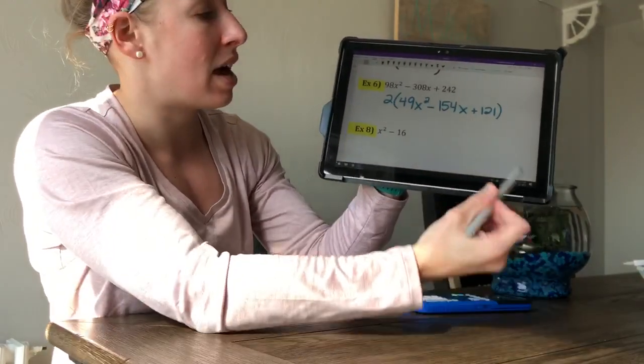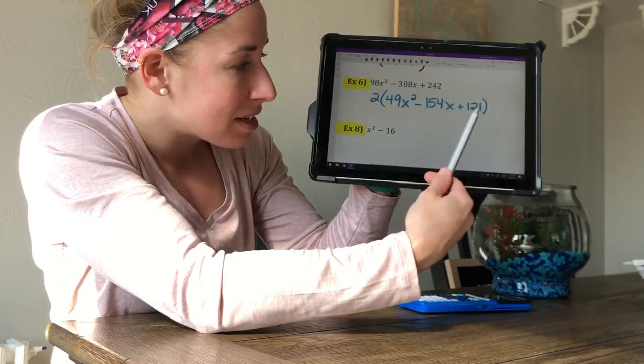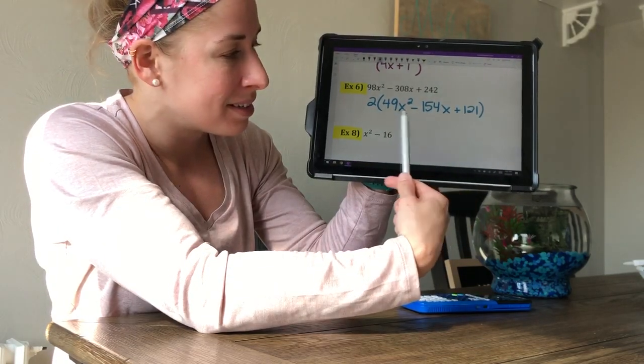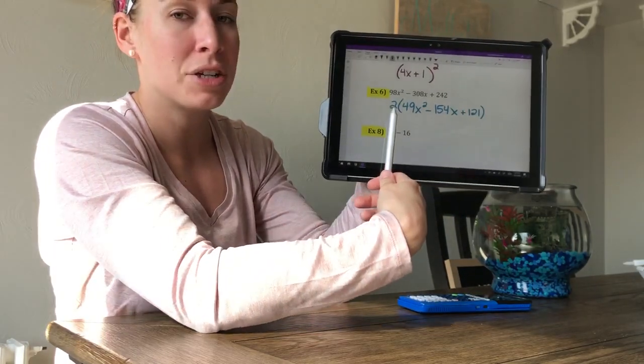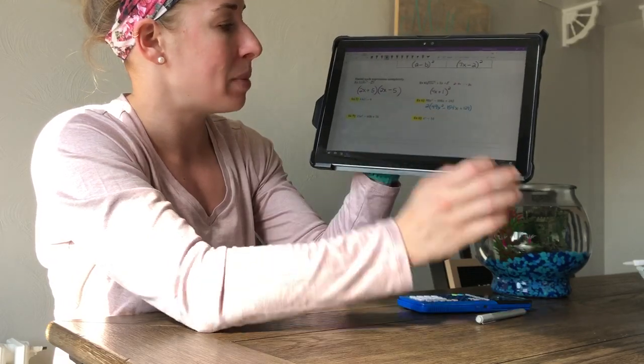Now what you're trying to factor is this trinomial, and what do you notice about the first and the last term? 49 and 121? Okay, so finish that one, and don't forget to reattach your common monomial at the end. All right, and those are our special patterns.